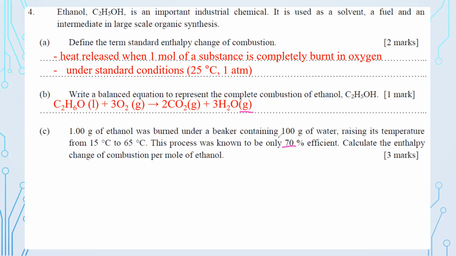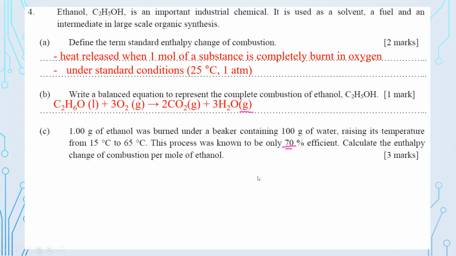So after you calculate the heat change, because it's only 70%, later when you calculate Q, you have to times 100 divided by 70 so that you can get the 100%. Understand? So this is the tricky part of these questions. You still use the same 3 steps. Q is equal to mc theta. Then moles is equal to mass over molar mass, and then delta H is equal to Q per mole.